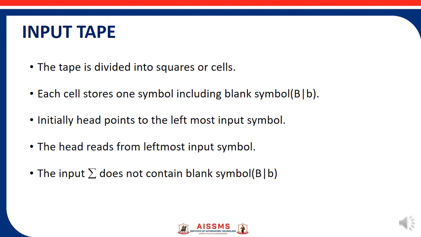As you can see on the input tape, the tape is divided into squares which are also called cells. Each cell stores one symbol, including the blank symbol. The blank symbol is not part of the input alphabet. The blank symbol, which is indicated by B, belongs to the set gamma, that is the set of tape alphabets.